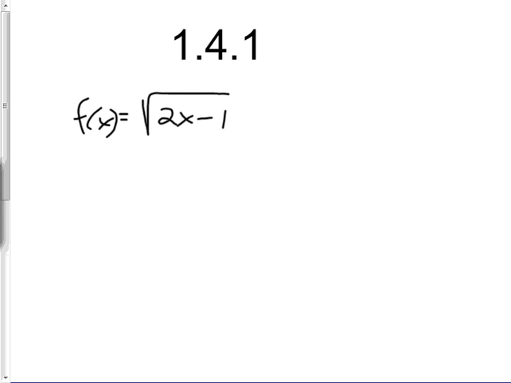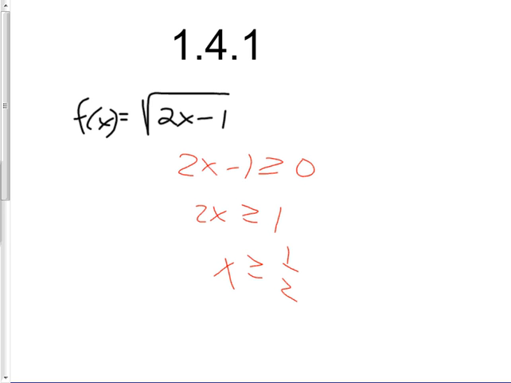So you should have said that 2x minus 1 is greater than or equal to 0. Raise your hand if you started that way. Okay, good. Then you're going to add 1 to both sides. 2x is greater than or equal to 1. x is greater than or equal to 1/2. Did I do that right?